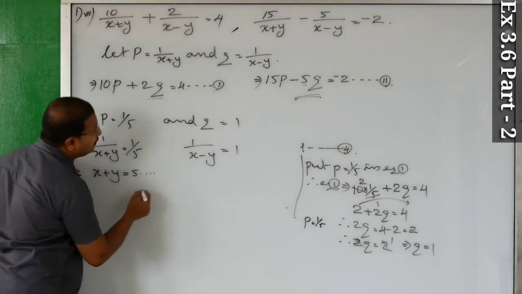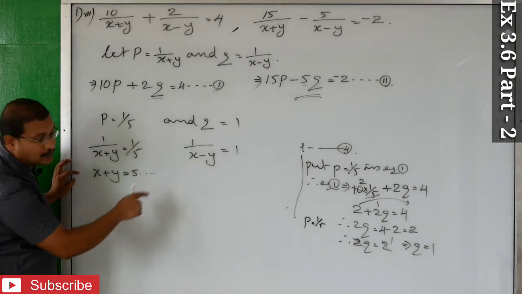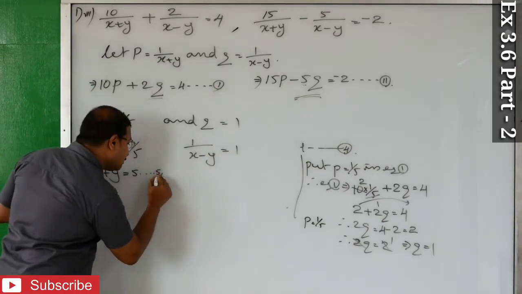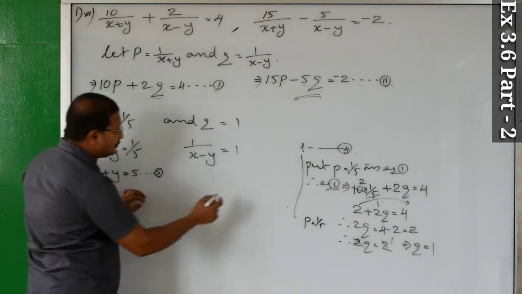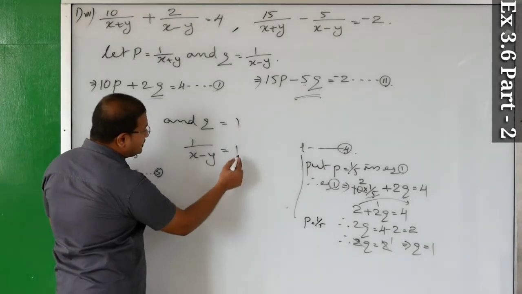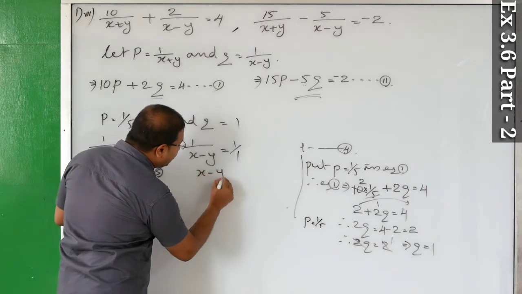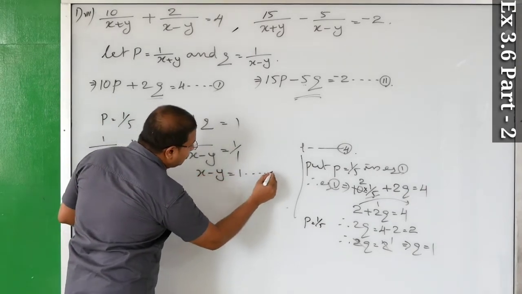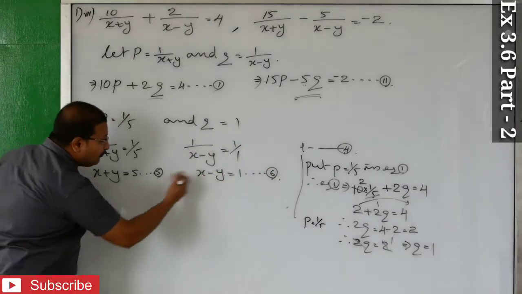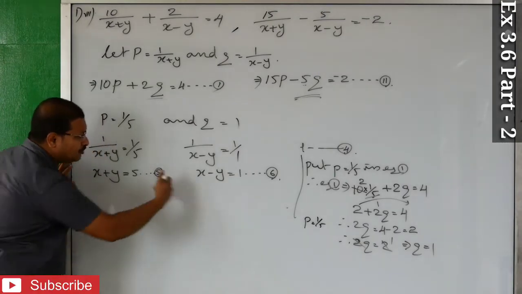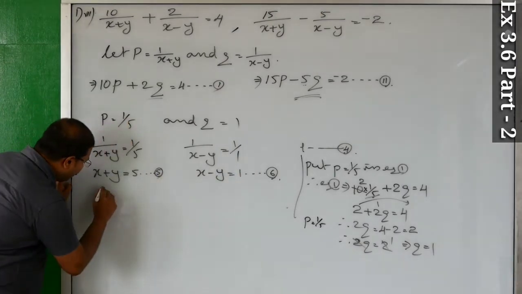We got equations till 4, isn't it? That means this will be equation number 5. Ready? After that, see here. 1 means, if you want, you can write 1 by 1. We'll cross multiply. That means x minus y equals 1. This is equation number 6. To simplify this one, what will you do? Just add equations 5 and 6.